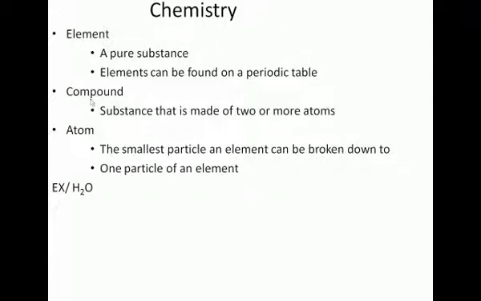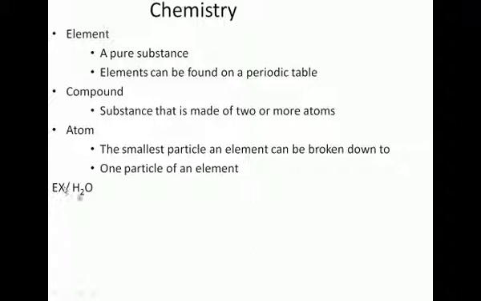Now, a compound is a substance that is made of two or more atoms or two or more elements. Okay, so if you have two elements and they're combined together and they form a bond, and we'll talk about bonds later, they will make a compound. Now, an atom is the smallest particle an element can be broken down to. One particle of an element is called an atom. So let's do an example maybe.